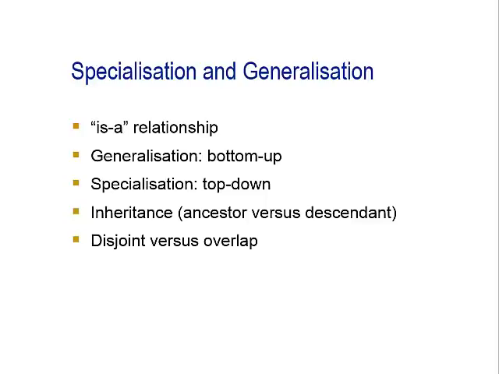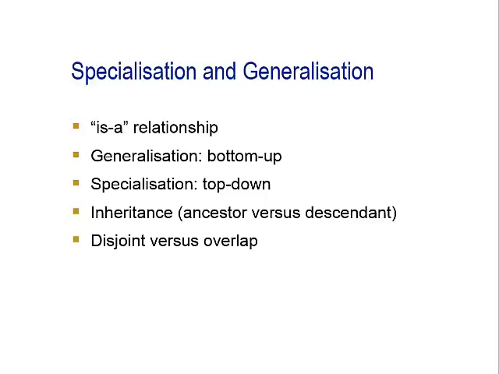Generalization is bottom-up synthesis. It means that you start from student and professor and generalize to person. Specialization is top-down analysis. It means you start from person and you specialize into student and professor. In generalization and specialization, you have the idea of inheritance. Inheritance means that the subclasses are going to inherit both attributes and associations from the superclass.